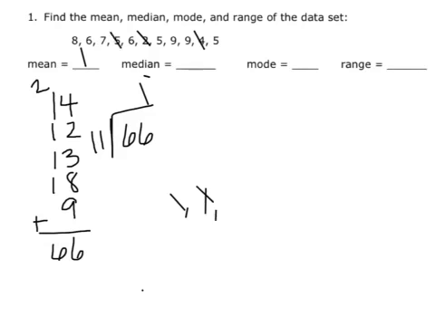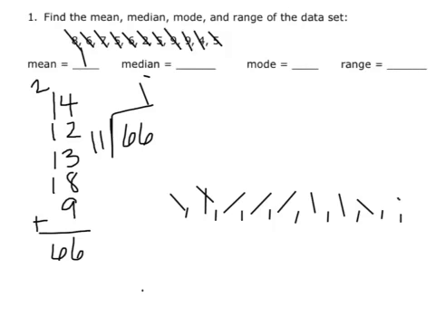Our next smallest number would be 5, and there's 1, 2, 3, 5. So 1, 2, 3. Let's see here, we've got 2 sixes, 6 and 6. We've got 1 seven. We've got 1 eight. Oh, I hope I have enough room. And we've got 2 nines, 9 and 9. Okay, so there we've got it in order from least to greatest.